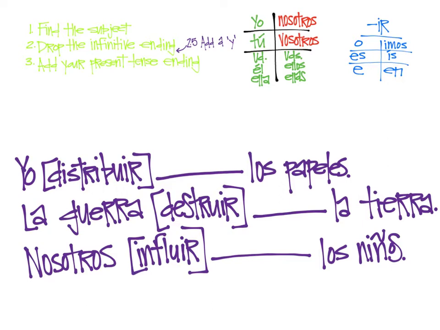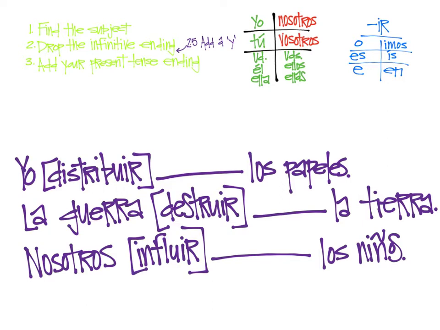We'll begin this review by conjugating the first verb, distribuir, together, and then I'll allow you a few seconds to conjugate the second 2 verbs on your own. So, let's go ahead and look at number 1. Yo distribuir los papeles. Here we have a subject and a verb, and we know that our verb must be conjugated for our subject and must agree with that subject when conjugated.